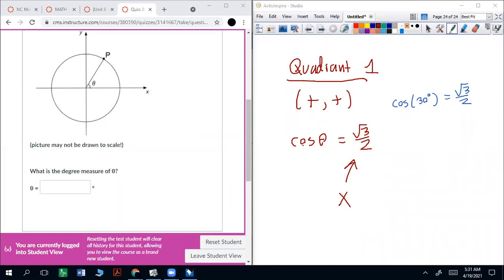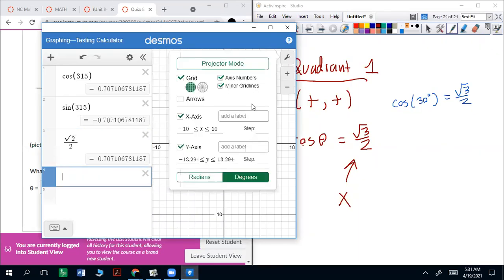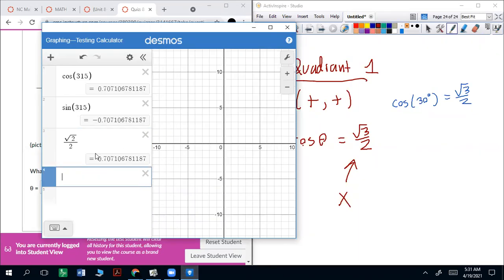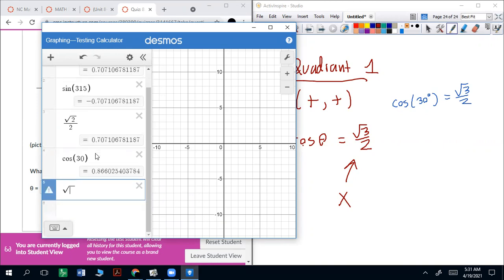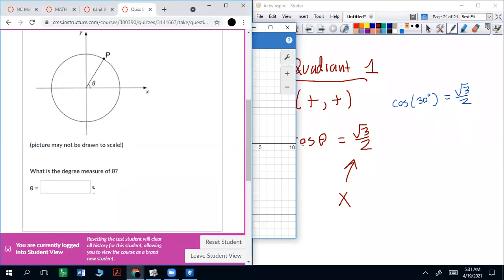So let's put that in the calculator just for good measure. And make sure you're in degree mode, which we are. It's 0.866, the square root of 3 divided by 2. So if you didn't have your unit circle, you could just kind of guess: let's try 30, let's try 45, let's try 60. Try one of those angles, knowing that x is your cosine. So that degree is going to be 30.